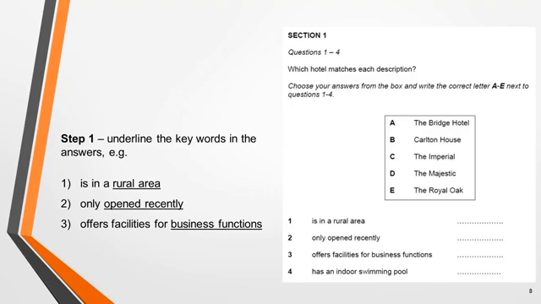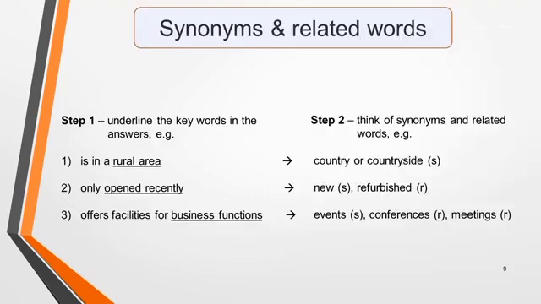I'll illustrate this strategy with a sample question about hotels, which requires you to match information. Step 1 is to underline the key words in the answers. For example, in option 1, I've underlined rural area. In option 2, I've underlined opened recently. And in answer option 3, I've underlined business functions.